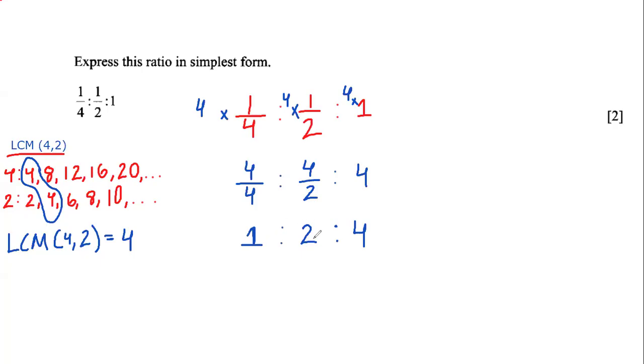1 to 2 to 4. Very good. Does that make sense to y'all, or y'all still lost? Y'all like, I just see numbers on the screen. I don't know what happened. I understand.